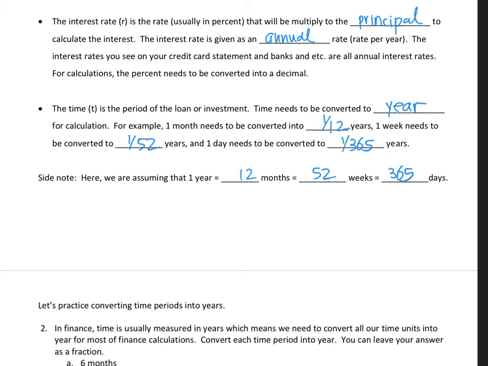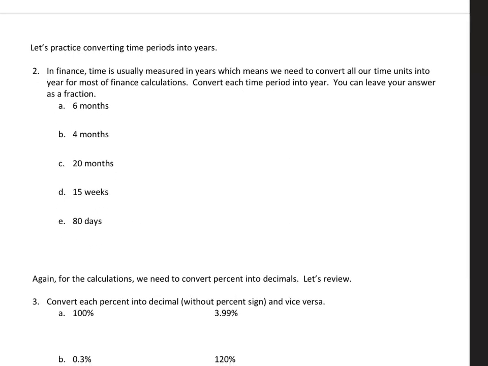So there's a leap year, so they're slightly different, but for our purpose, we're going to use 12 months, 52 weeks, and 365 days. All right, let's look at some questions here.